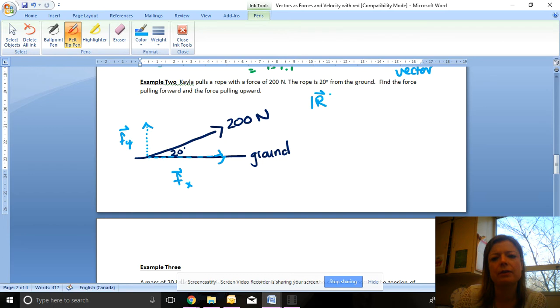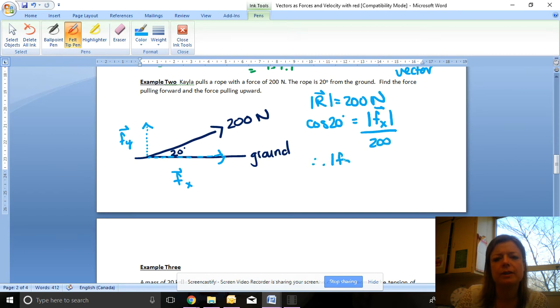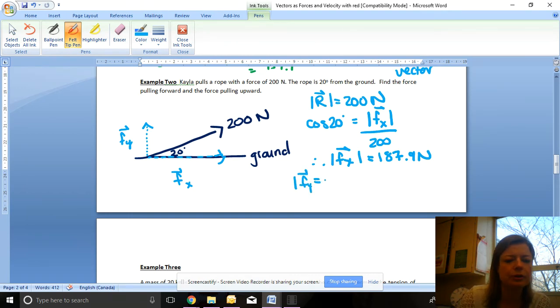So the magnitude of the resultant is 200 newtons. So think about it. Cos 20 degrees is going to be the magnitude of Fx over 200. So if you just rearrange this, the magnitude of our horizontal component is 187.9 newtons. You can do it that way, or you can go right to Fy equals 200 sine 20 degrees. Either you can use the formula like I did for Fy, or you can just use SOHCAHTOA.